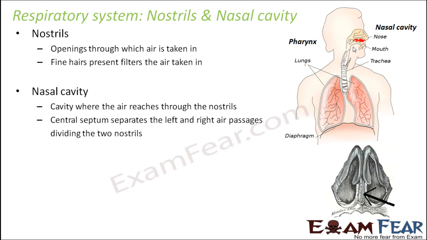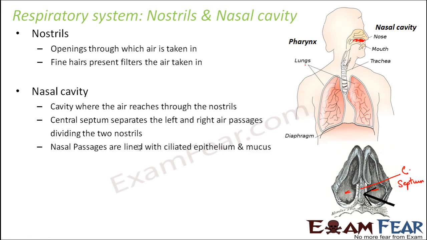Again, in the nasal cavity, there is a central septum which separates the right and left air passages, dividing the two nostrils. This is how the two nostrils look. These are the two holes which you see in your nose. They are separated by a wall. This is known as the central septum, this wall in between, which you can feel in your nose.